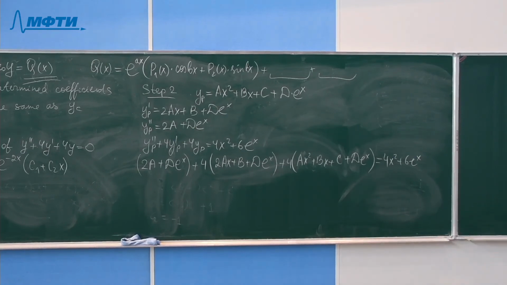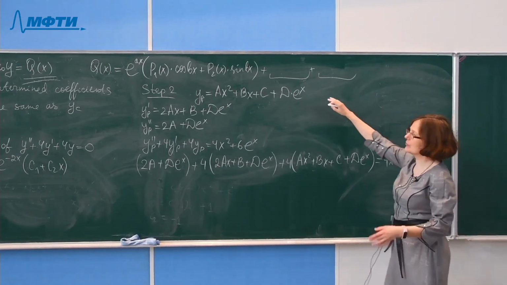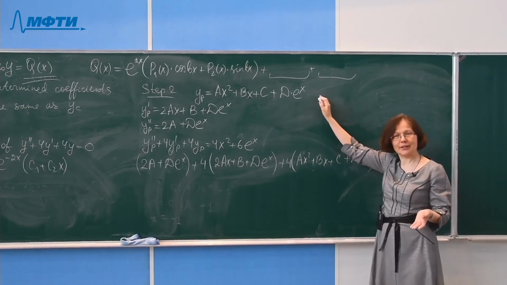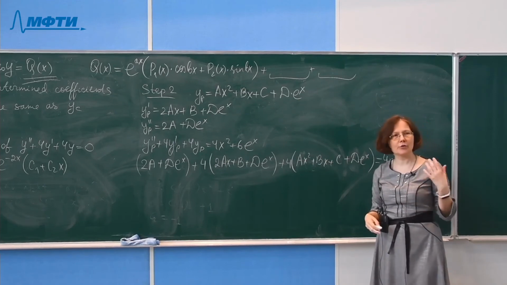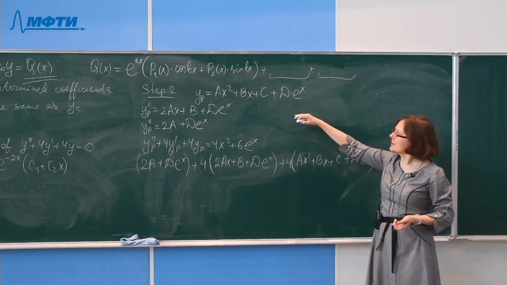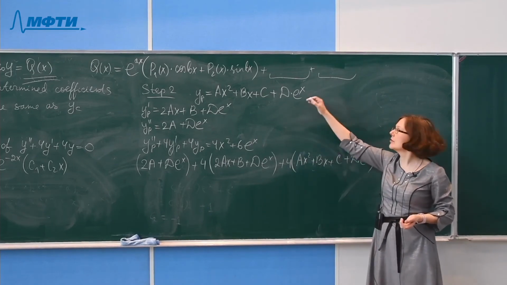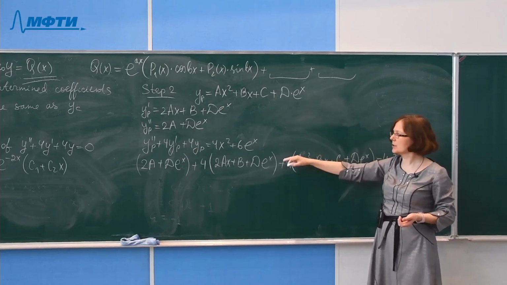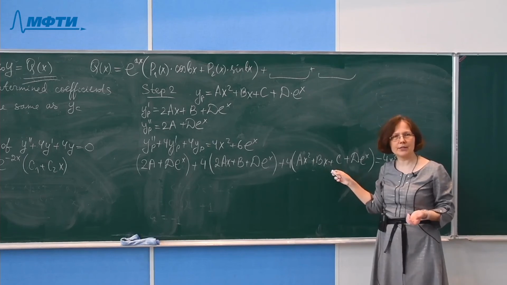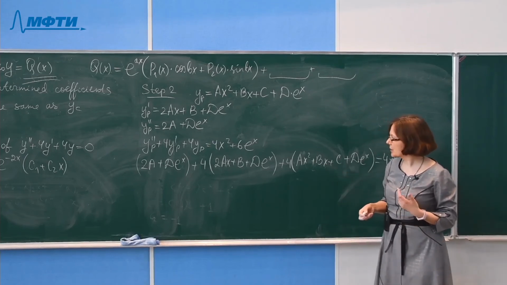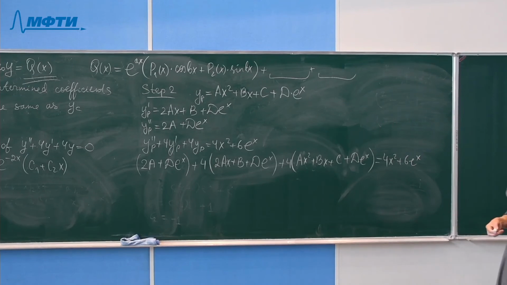So now, is it clear? I know the form of a particular solution, and I want to substitute it into the original differential equation because I know that it should satisfy this equation. To do this, I need to find the derivatives of our particular solution and substitute them into the equation. Right? So I have obtained this equation. What shall I do next? I want to collect similar terms and to equate them.